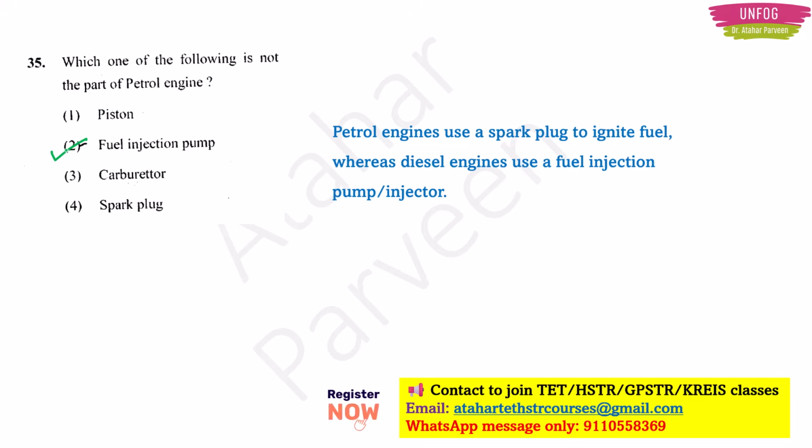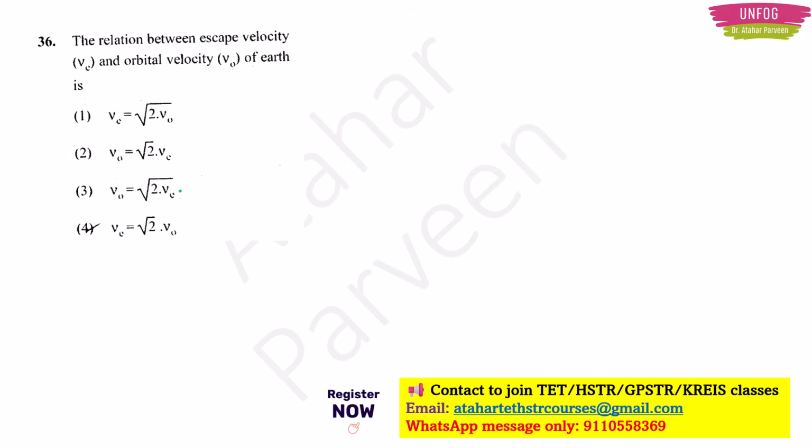Okay, so you have to understand that piston is actually the moving part of the engine. Carburetor means it is a device which is used to mix air and petrol. And the spark plug will ignite the petrol and air mixture. It will actually produce the spark. But fuel injection pump actually belongs to the diesel engine. Okay. Next, question number 36.